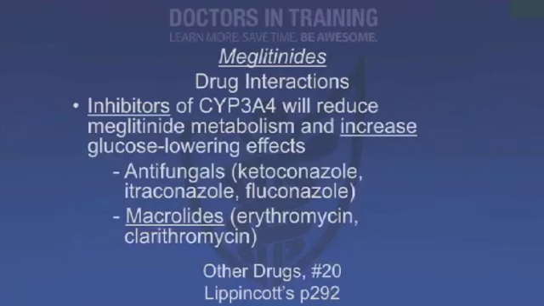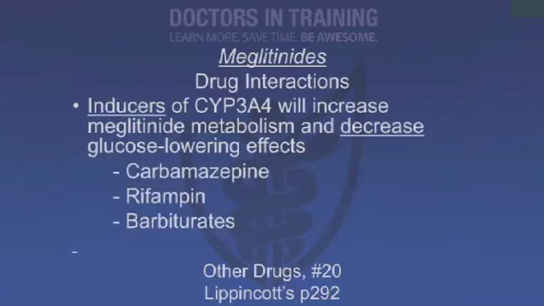They're metabolized by cytochrome P450 3A4. So the drugs that inhibit this enzyme will reduce metabolism of the meglitinides and increase their glucose-lowering effects. These drugs include some of the antifungals, ketoconazole, itraconazole, fluconazole, and some of the macrolides, erythromycin and clarithromycin. Drugs that induce this 3A4 enzyme will increase the metabolism of the meglitinides and then decrease their glucose-lowering effects. These include carbamazepine, which is used for seizures, rifampin, which is an antibiotic, and then the barbiturates.